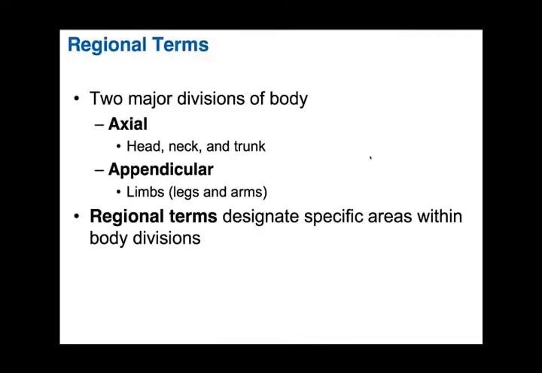Looking into the regional terms, first of all, there are two major divisions of the body, the axial and the appendicular, as I discussed earlier, which we will be studying in your skeletal system. The question arises: why is the skeleton divided into two parts, axial and appendicular? The answer lies here, because basically you were not studying the basics of anatomy. So axial is basically something you studied in your earlier classes.